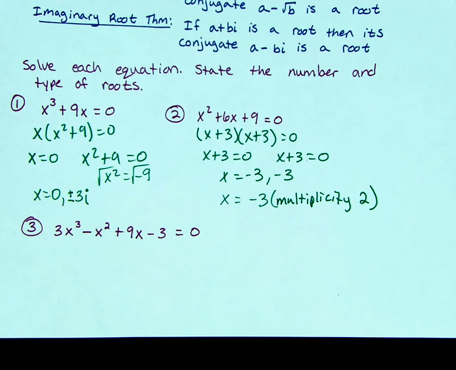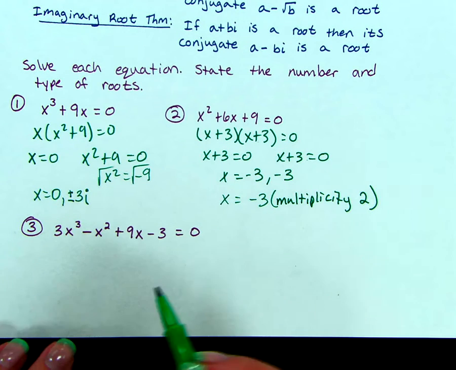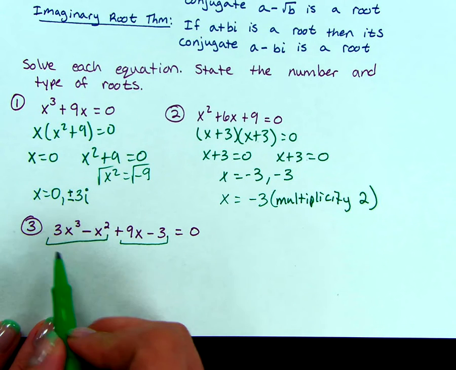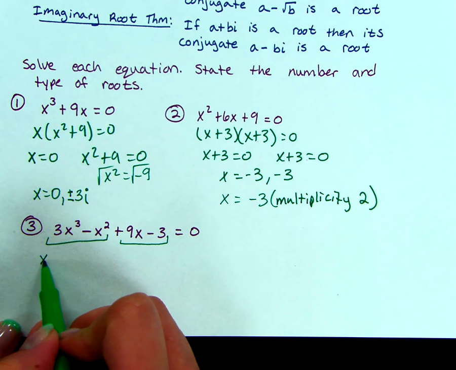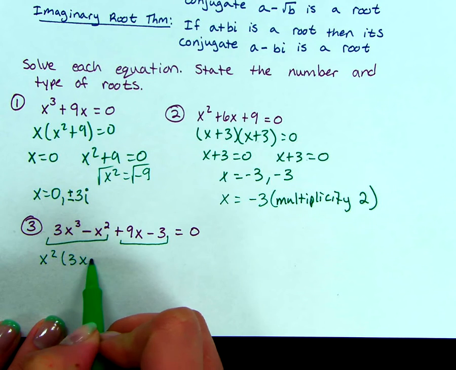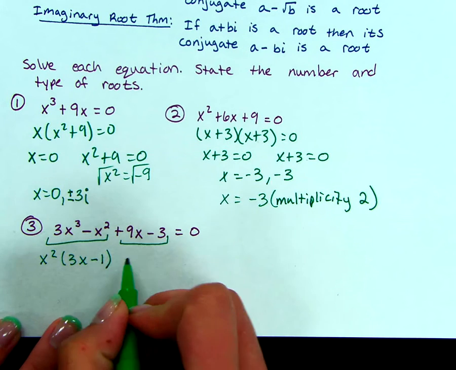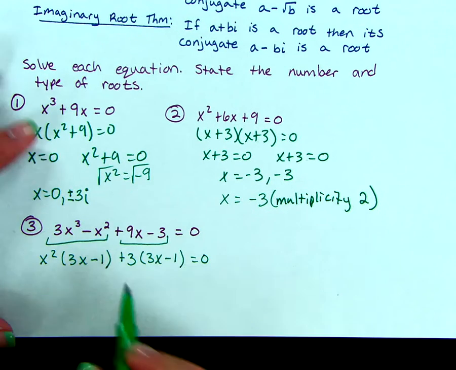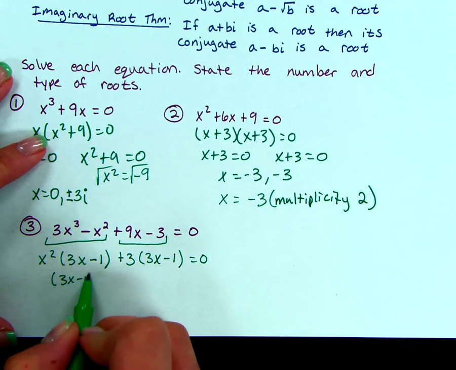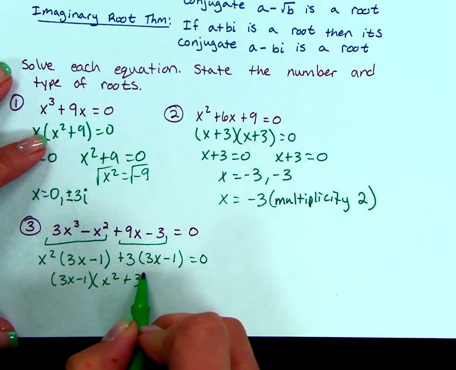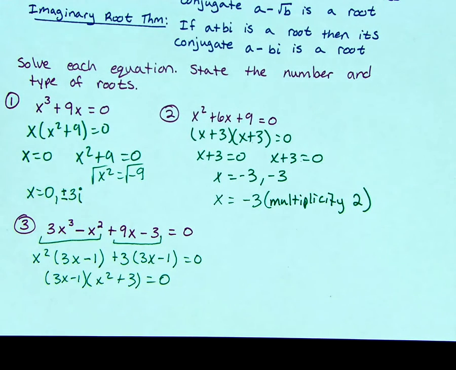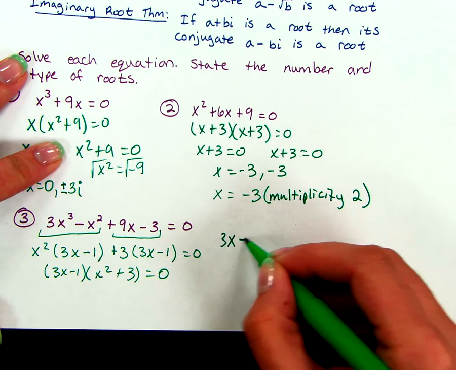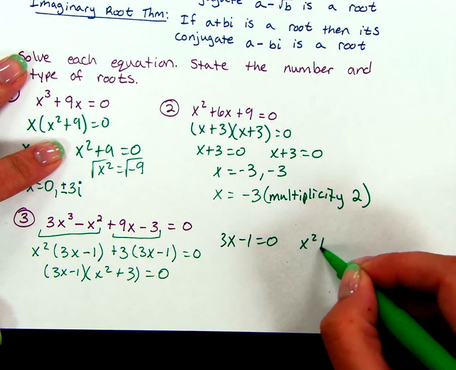And the third problem, if we solve that one, we can also do that by factoring, and it'd be factoring by grouping. So if we group the first 2 and the last 2, from the first 2 we can factor out an x squared, and then we would have 3x minus 1 left. From our second group we can factor out a positive 3, and then we would have 3x minus 1 left. So now I'm going to factor out that entire group, so 3x minus 1, and then x squared plus 3. And we can't factor our squared term any further, so now we're ready just to set each group equal to 0. So 3x minus 1 equals 0, and x squared plus 3 equals 0.